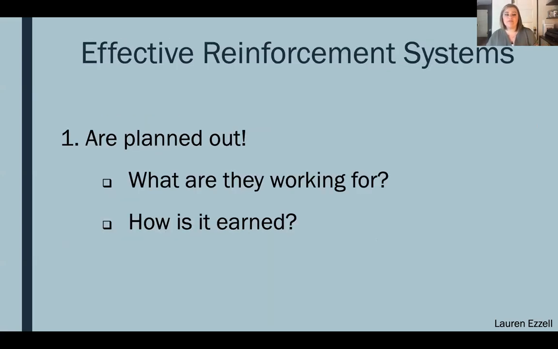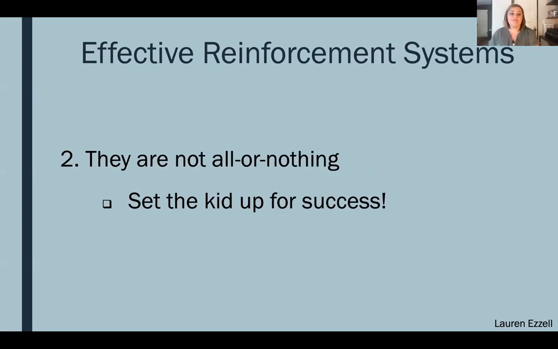Now, effective reinforcement systems are planned out. The student knows exactly what they're working for and how to earn it. They're not all or nothing. You want to set the kid up for success. So an example of all or nothing is a schedule that must be all completed for the prize, versus points per task.